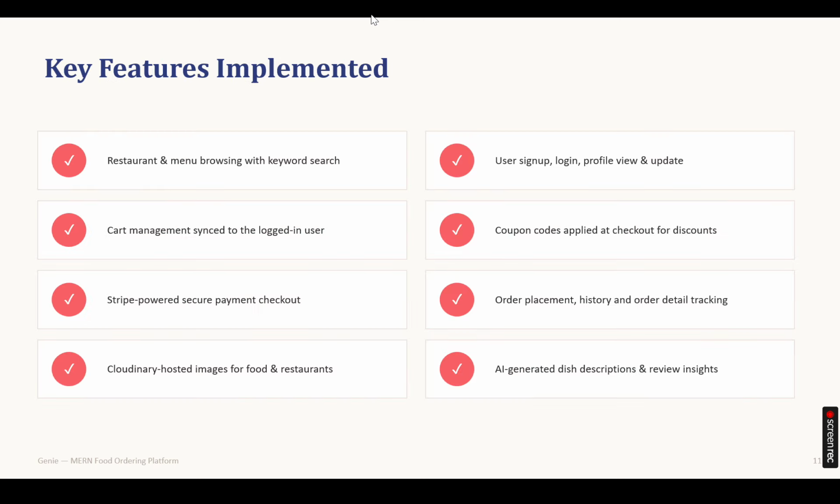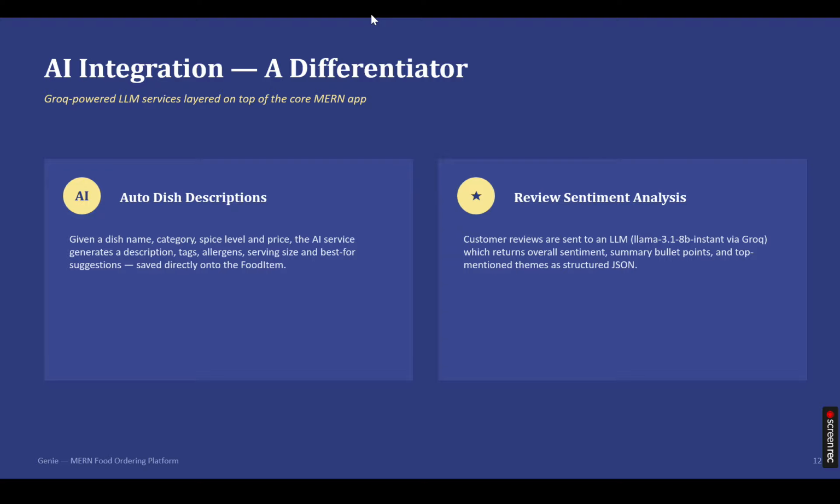Key features implemented. Putting it all together, here are the key features I implemented. Restaurant and menu browsing with keyword search, user sign up, login and profile management, cart management that stays synced to the logged in user, coupon codes that apply discounts at checkout, secure Stripe powered payment checkout, full order placement, history and detailed order tracking. Cloudinary hosted images for food, restaurants, and the feature I'm most proud of, the AI generated dish description and review insights, which I'll go into more detail on the next slide.